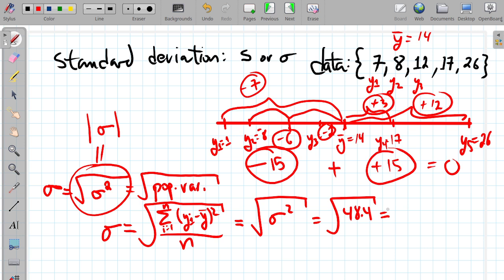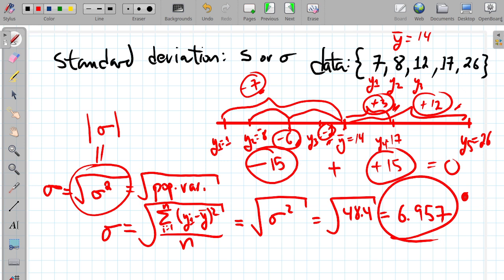So we have 48.4, and we get 6.957. This is our standard deviation. And if you look at the size of the deviations, here is -7, here's -6, -2, +3, and +12, then this number, as far as its magnitude goes, fits right in to our diagram. It's the right size, as opposed to that very large squared value we had earlier.